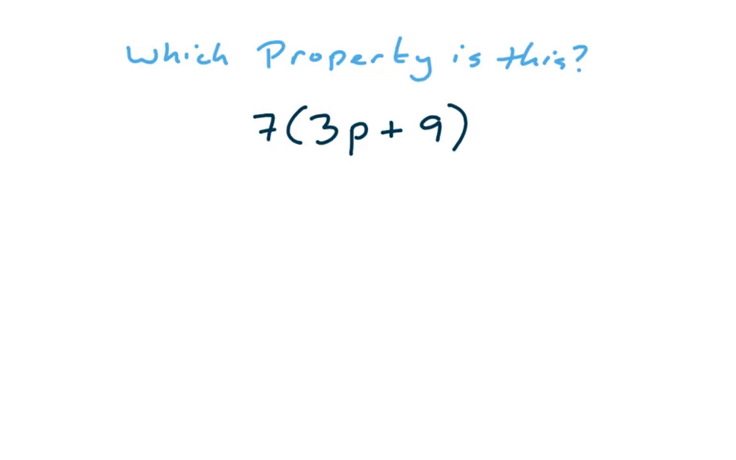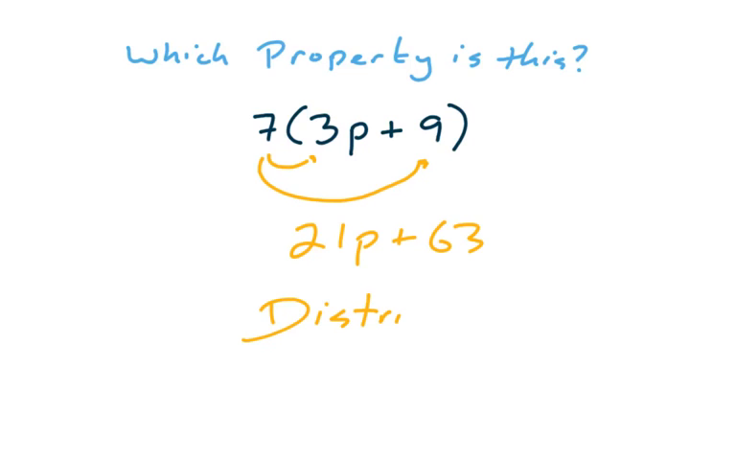What would this one be where we have the 7 out in front? Is it commutative? Are we looking at the order of the numbers? Is it associative? Are we regrouping? Or are we distributing? So I guess if we use this and then this, we would come out with 21p plus 63. Which property would that be? Does it seem to be the distributive property? If that's what you thought, you are correct. This would be using the distributive property.